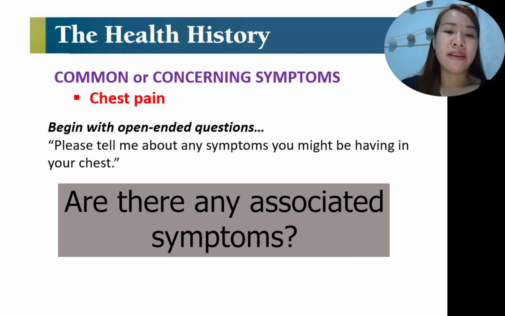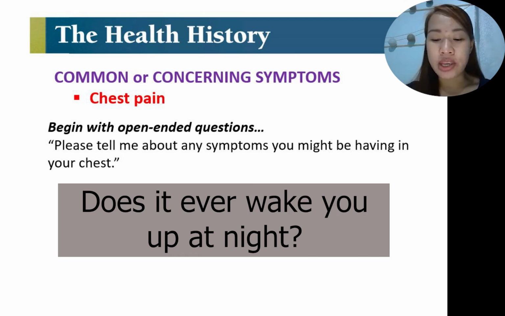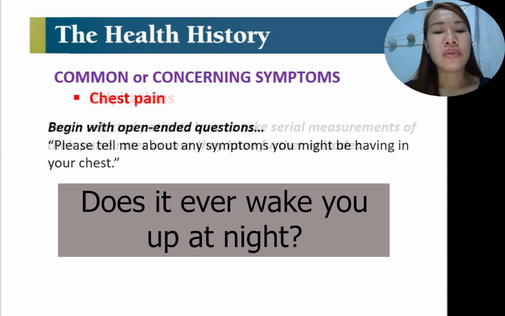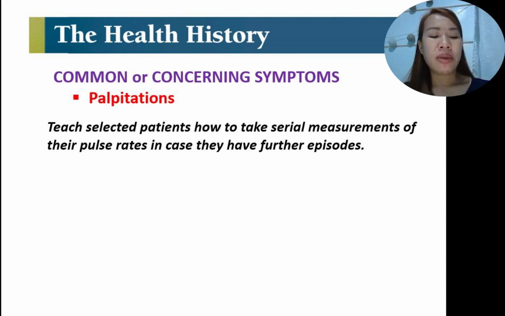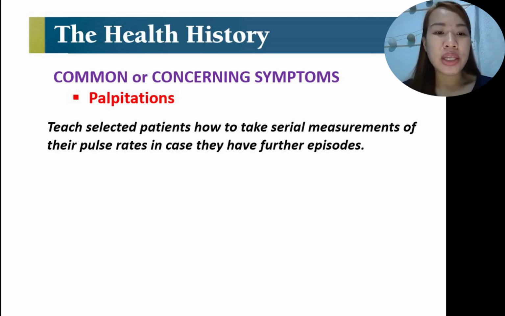And last of the 7 features that you need to elicit is that you're going to ask, does it ever wake you up at night? And what do you do to make it better? So those are the things that you have to take note of, because later on you will understand what it means, and you will be able to correlate it with diseases. The next thing that we need to assess is palpitations.